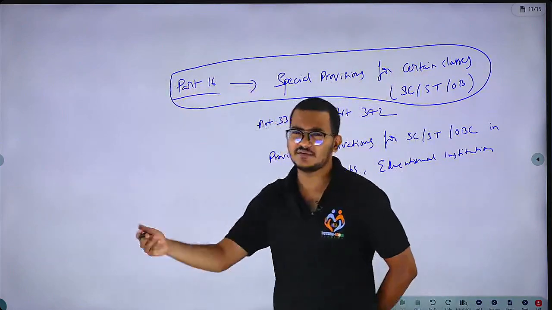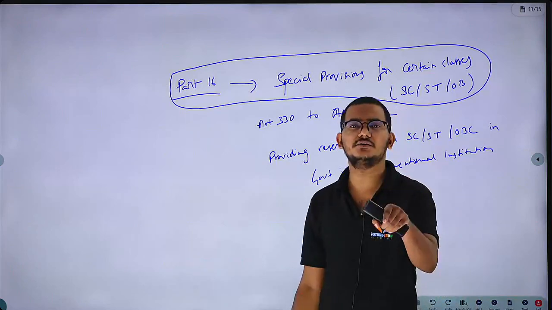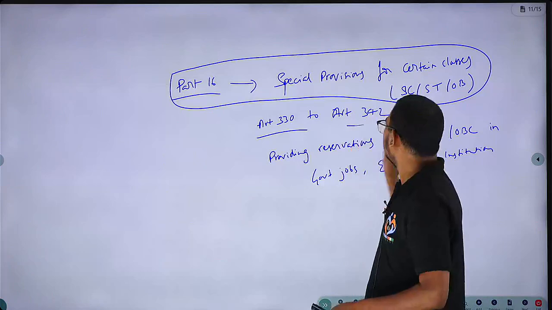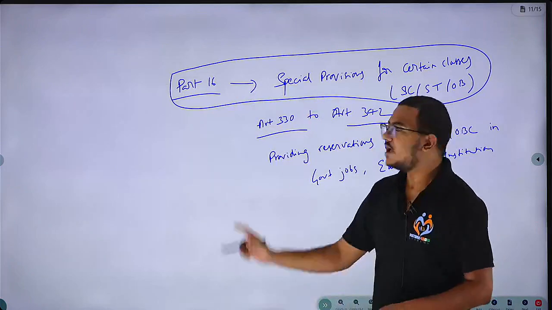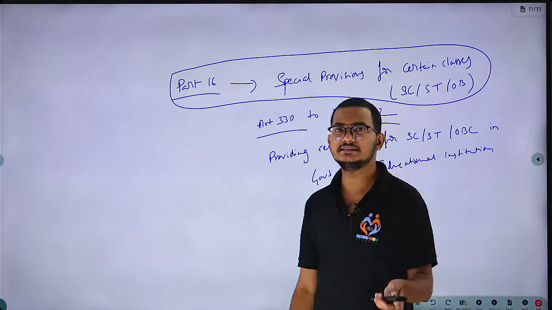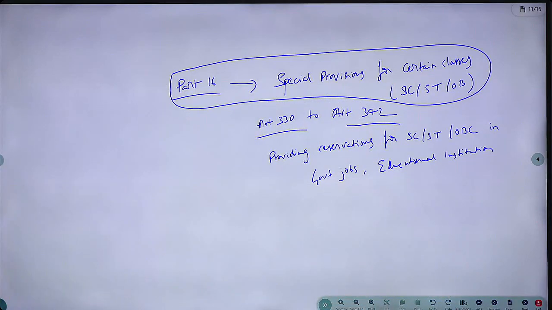Okay, so generally people will struggle to remember this part. Part 15, again, is quite simple. Part 15 is the Election Commission, articles from 324 to 329A, and the very next articles, 330 to 342, is Part 16, which provides special provisions for certain classes. When I say certain classes, SC, ST and OBC. So with this question you can remember this part of the Indian Constitution as well.